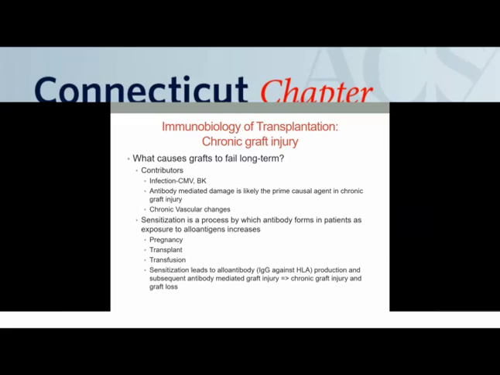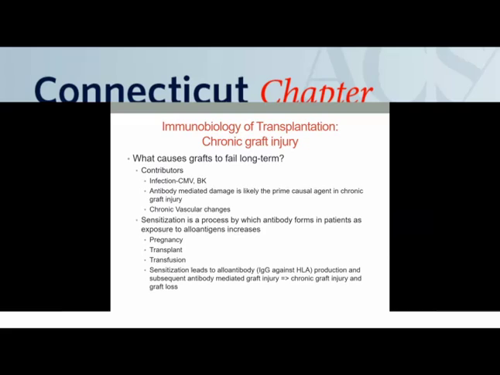All right, so what causes chronic injury? It's a combination of antibody-mediated rejection, chronic vascular changes, and infections which cause injury to the graft, like CMV, in a variety of organs such as lung, kidney, even liver, to some degree pancreas, and then BK virus, which is a polyoma virus specifically affecting the kidney.